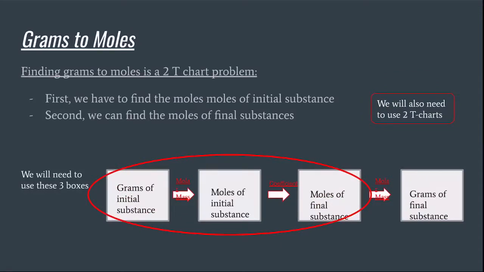Grams to moles. Finding grams to moles is a 2 T-chart problem. So as you can see, you will need to use 3 of these boxes. You will need to use grams of initial substance, moles of initial substance, and moles of final substance. So you will have to find the molar mass and coefficient to get to these 3 steps.